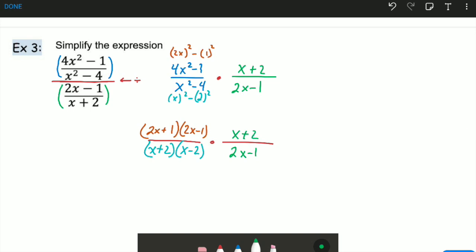Now we just have to find any factors that are shared and cancel them out. So starting with the top left here, are there any 2x plus 1s in the bottom of either fraction? No, there isn't. 2x minus 1 there is. So we'll cancel the 2x minus 1 here and here out. That would leave us essentially with 1 as a placeholder on bottom for the second fraction.